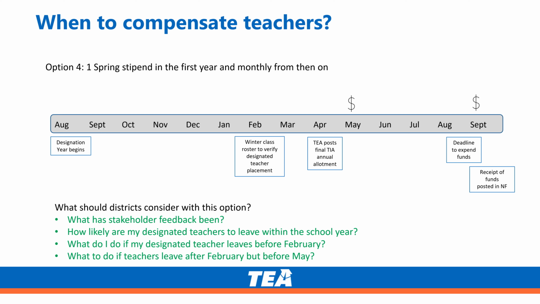First, what has stakeholder feedback been? Second, how likely are designated teachers to leave within the school year? Third, what should the district do if the designated teacher leaves before February and the annual allotment can be confirmed? And fourth, what should the district do if teachers leave after February but before May?